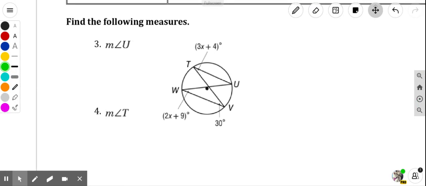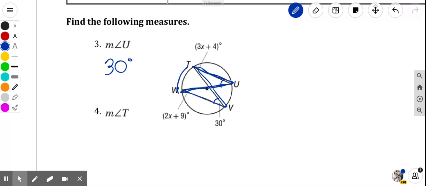Okay, here's an example using that theorem. We're given a few inscribed angles and some intercepted arcs. Let's focus on number 3 first. It says find angle U. Angle U is here. Notice the intercepted arc for angle U is the same as the intercepted arc for angle V. So that means that V and U are congruent, making angle U 30 degrees.